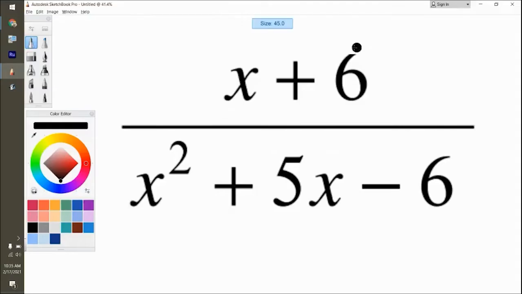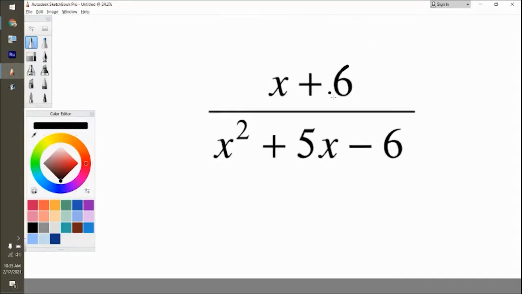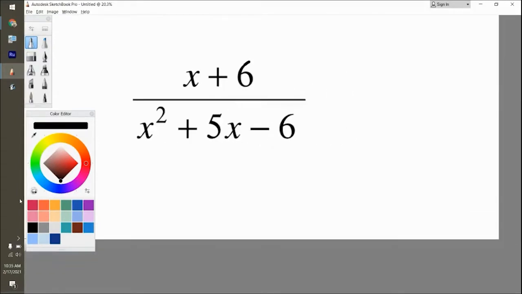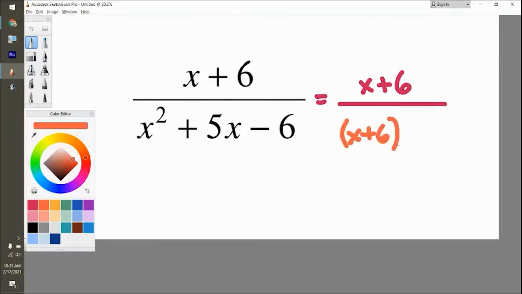Let's do another one. Okay, step 1, just like when we were simplifying the fraction, is we factored everything. So we need to factor things here as well. So the x plus 6 is already factored, so I'm just going to keep it like that. And then we have to factor the bottom. What does the bottom factor to? x plus 6 and x minus 1.